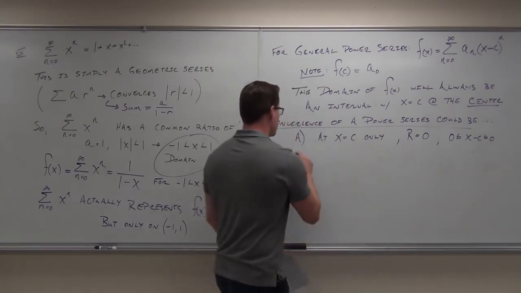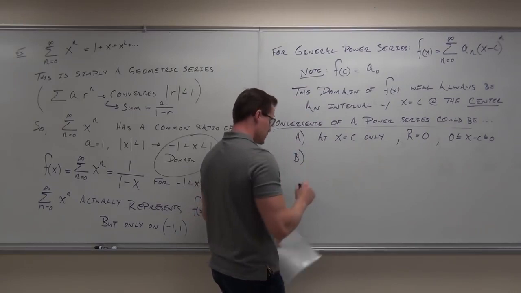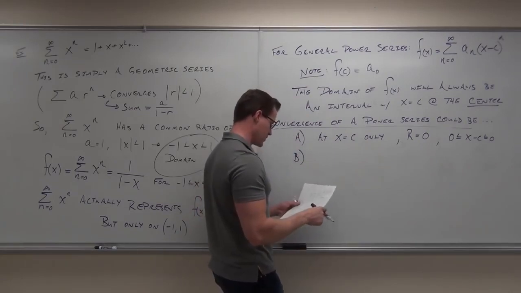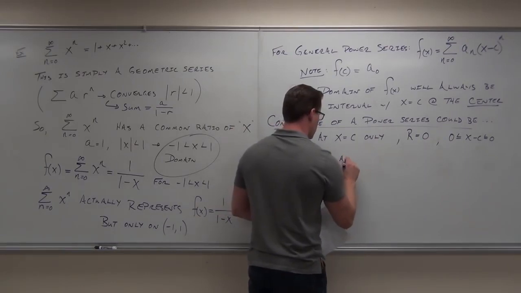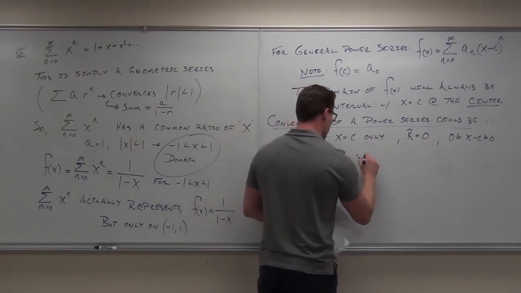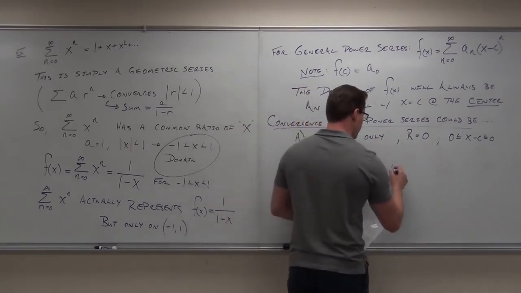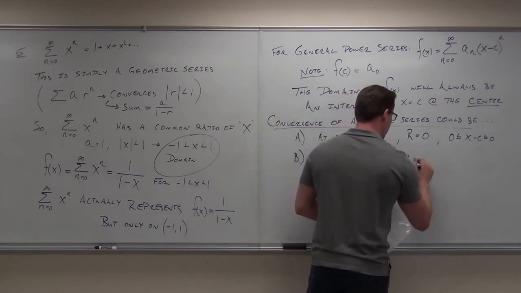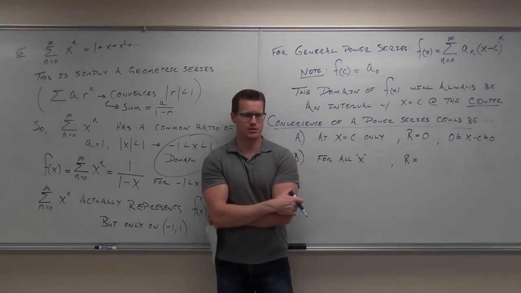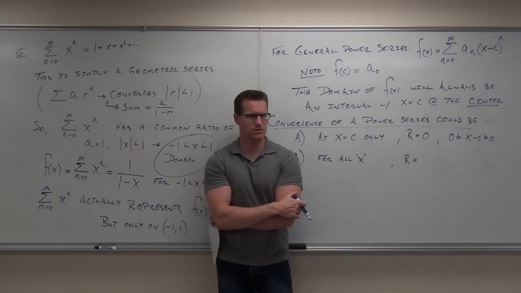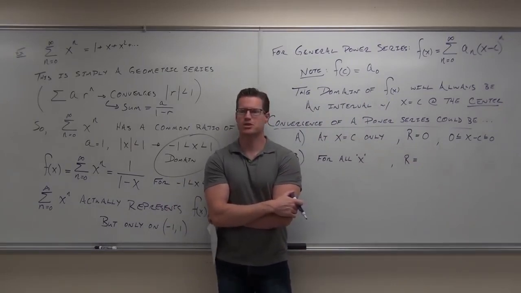Okay. Number B. You could have an interval of convergence that includes all x's. So are there times when a power series is always convergent? Yes. For any x? Yes. If I had a power series which converges for any x, what's the radius of convergence, I would say? The infinity.